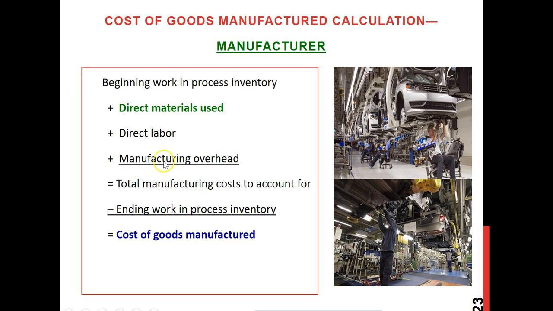So again, for our second chart, we will start with our beginning inventory, and that's work in process. Then whatever new product cost you have, and these are three types of cost: direct material, direct labor, and manufacturing overhead. And these all together, we will call it total manufacturing cost to account for.